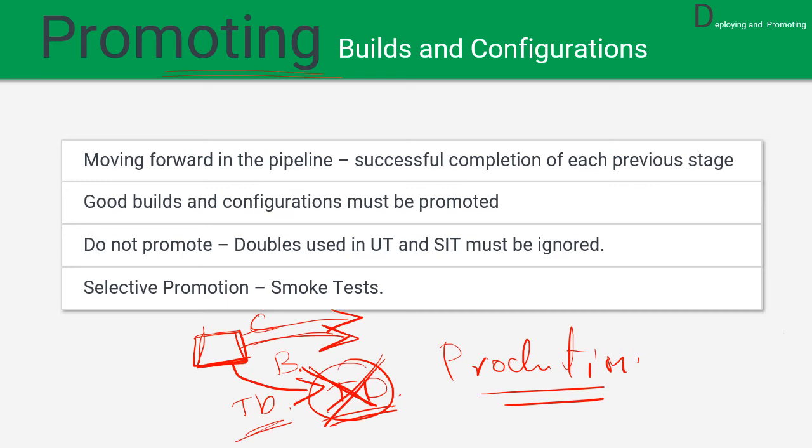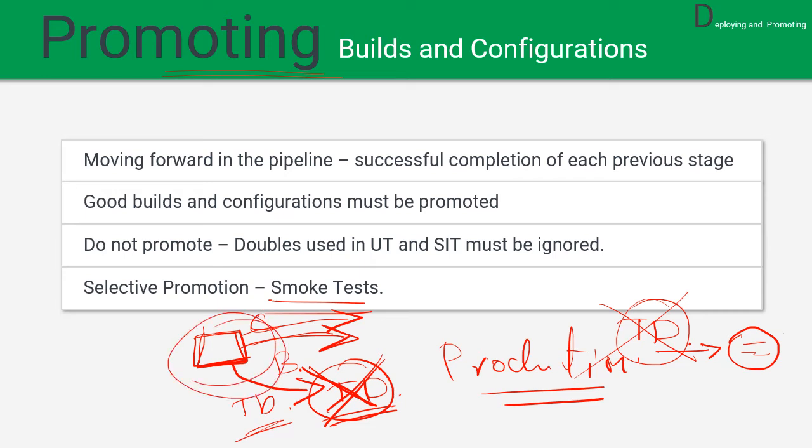So how can we ensure that we don't promote these test doubles? It's quite simple. A simple approach that is often used is smoke testing your application. We created these test doubles, so we know how these test doubles are going to behave. So we can create certain smoke tests which can detect the presence of these test doubles, and if these test doubles are there, we can get rid of them and then promote the application without these test doubles, right?